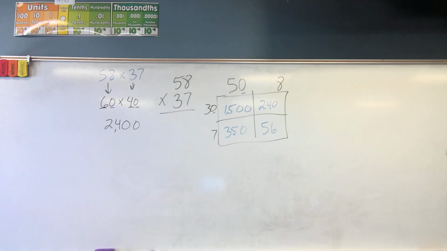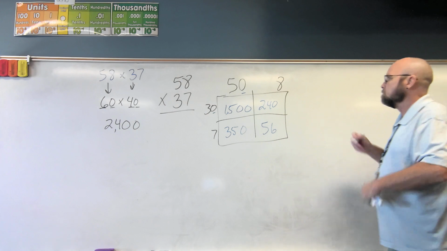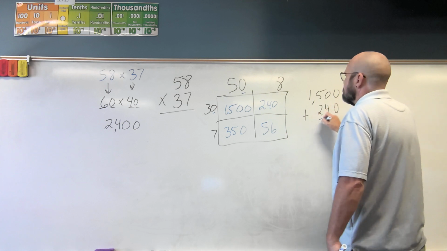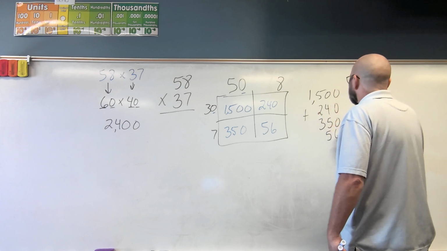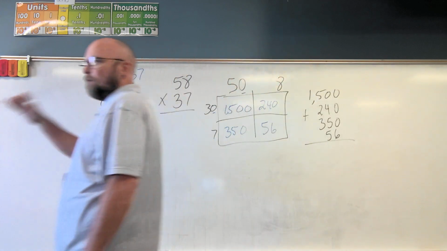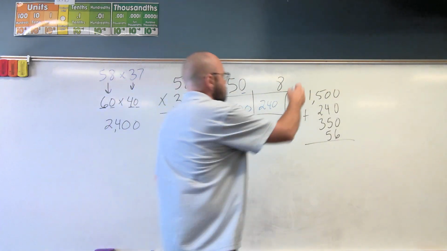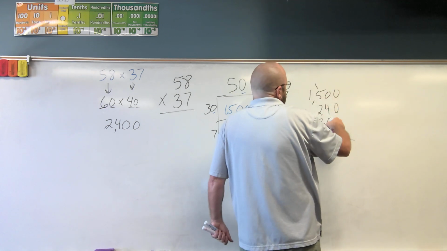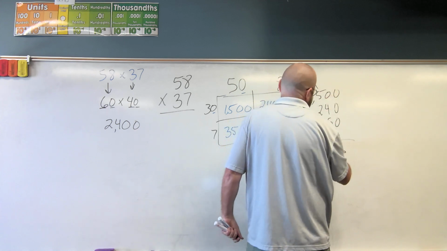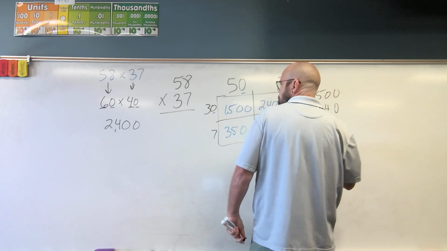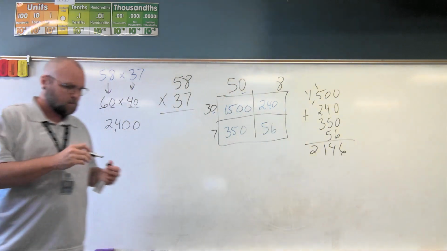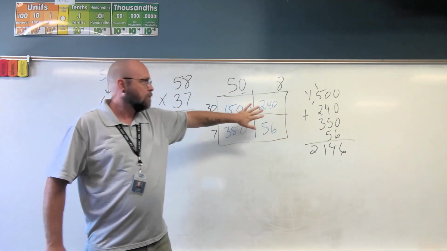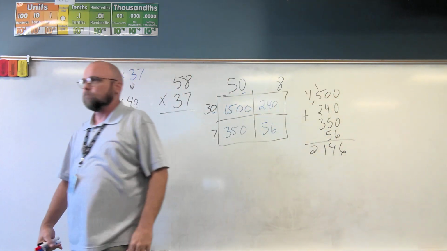Now it's just adding. I add what's in the boxes. 1,500 plus 240, 350, and 56. Now, if I did all my math right and I add correctly, I'm going to get the correct answer, which hopefully is 6, 10, 14. Let's see, 5, 10, 11. So 2,146. If I did all this math right. I'm not saying I did. I was depending on you for this stuff. And then I was depending on me for this, and I'm not very reliable sometimes.